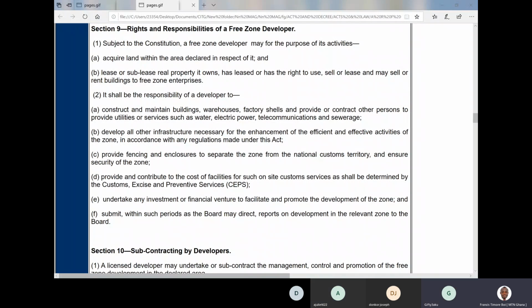C. The provision of fencing and enclosures to separate the zone from the national customs territory and ensuring security of that zone. Why is it necessary? Why is the C necessary? Francis, please come again. Why is the C necessary?